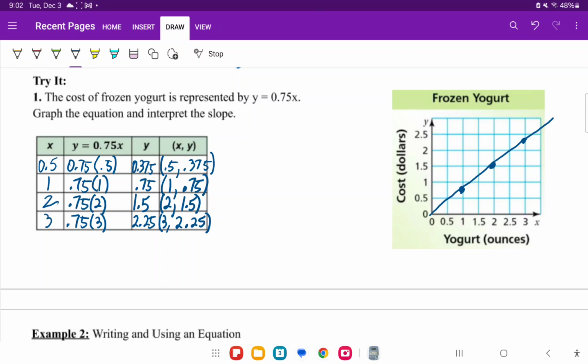So on the previous one, we said that 1 ounce is 50 cents, 2 ounces is $1. So what about here? How much is 1 ounce? 75 cents. Yeah, it's 75 cents.